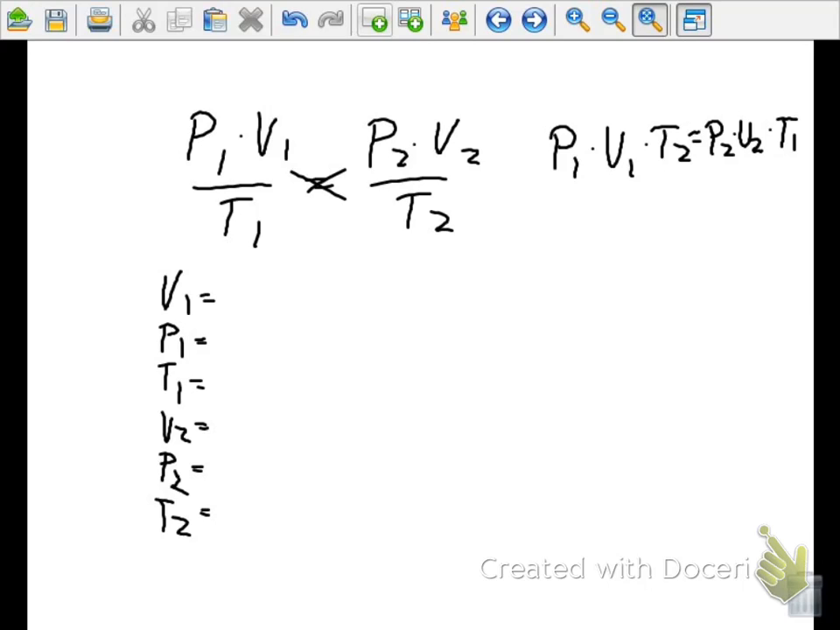Okay, the volume is 450. The pressure is 100 kPa. The temperature is 17 degrees Celsius, at 273, that's 290 Kelvin. Volume, it wants to know the volume. Pressure is 101.3. The temperature is 0 degrees Celsius, so that would be 273.